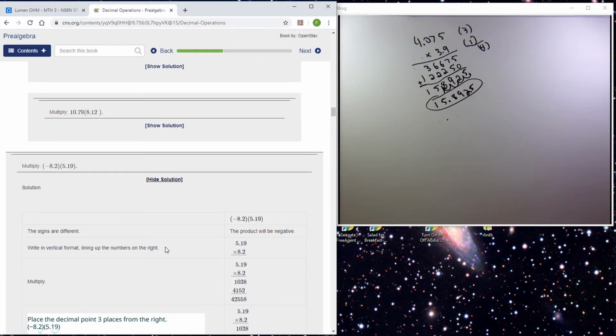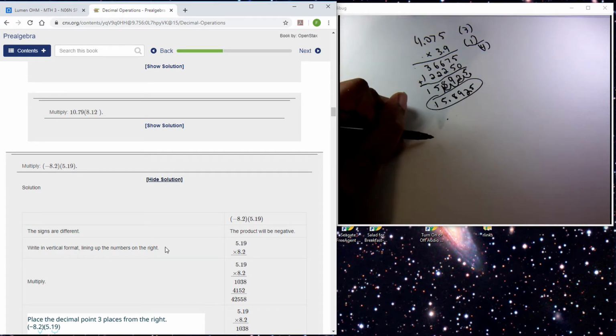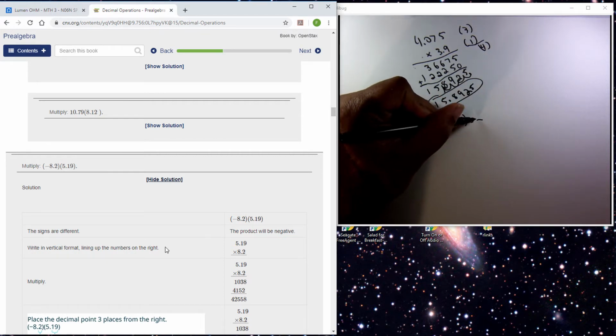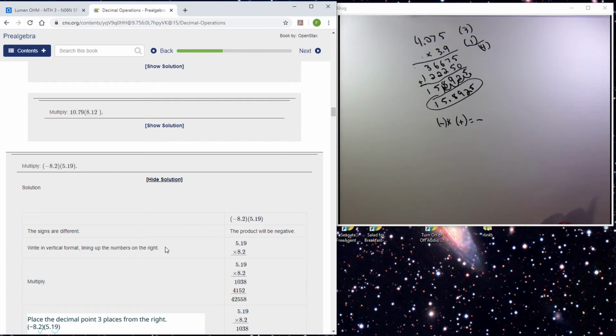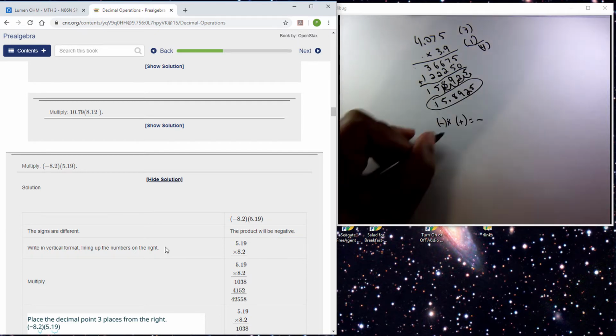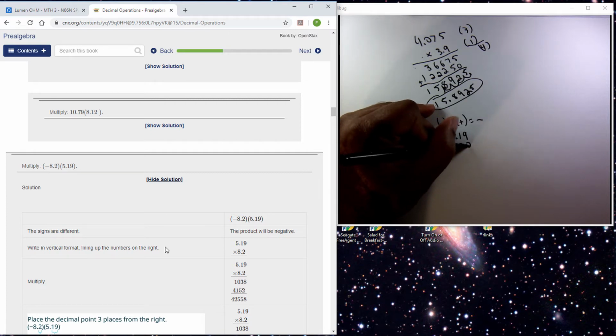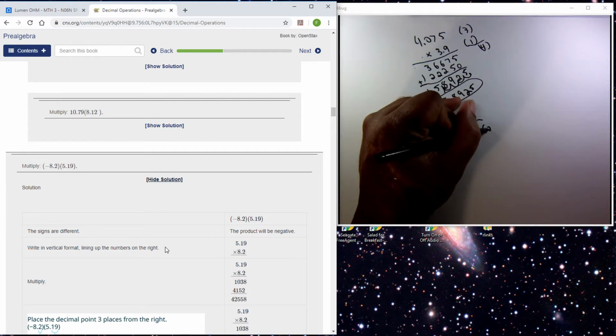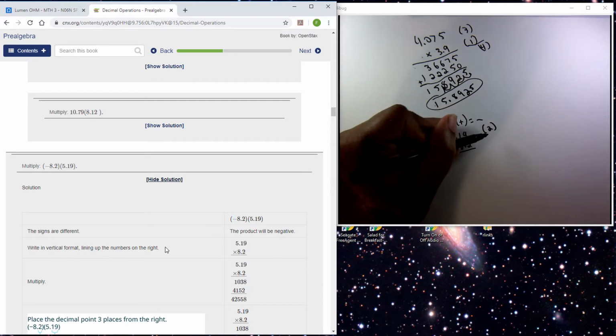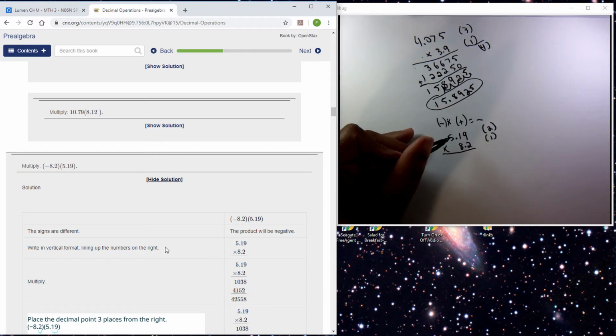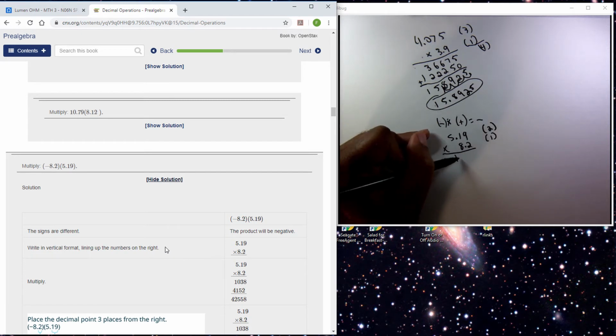So for this one here, we're multiplying, and we have a negative times a positive. So we already know that a negative times positive is going to be a negative. So my final answer is going to be negative. So now you can go ahead and just multiply it out. You have 8.2 times 5.19. So I have 5.19 here. Then I have an 8.2. Count the number of places past the decimal, and I multiply it out. And I shift it over 1 place.